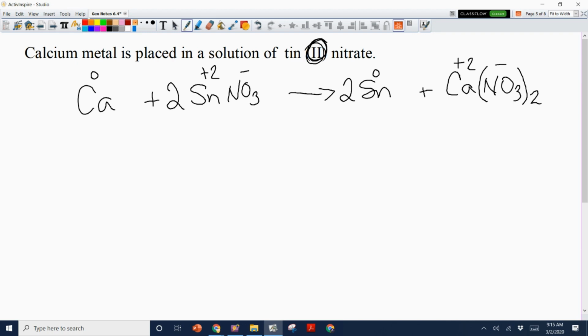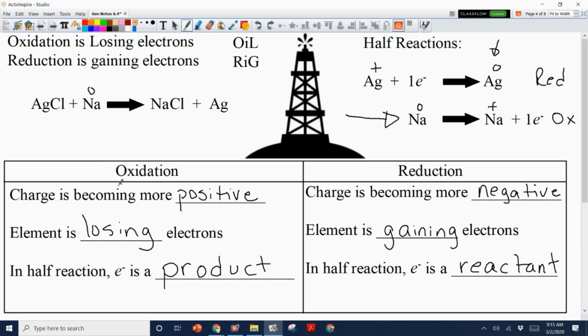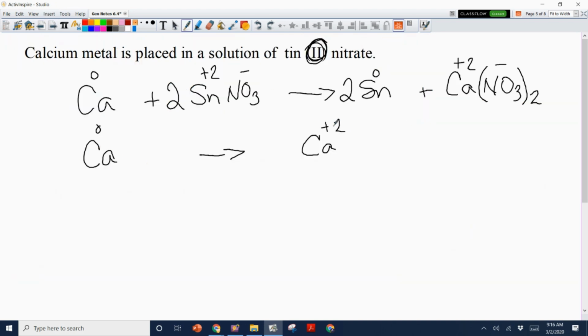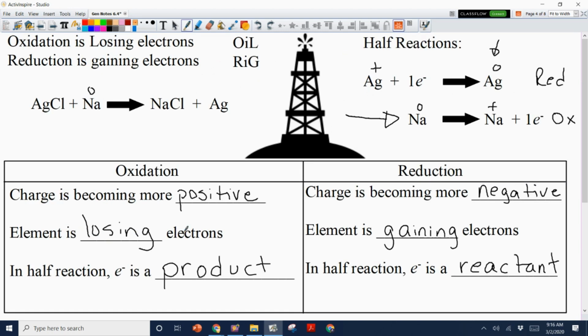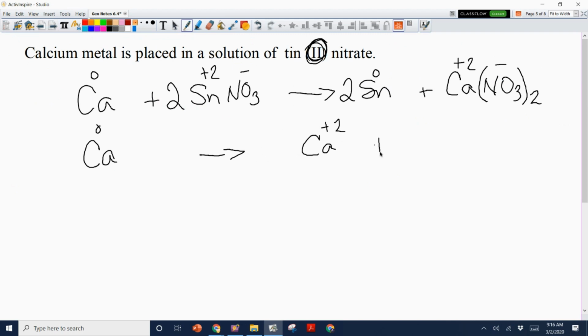Okay, so now we have to see what elements change their charges. Well, calcium, let's start here. Calcium went from a 0 to a +2. So how does calcium go from a 0 to a +2? Well, it had to lose 2 electrons to do that. Oxidation is losing electrons. So calcium is being oxidized. It's becoming more positive. We can see here that it's 0 and it's +2, so it's becoming more positive. So the element is losing electrons, so oxidation is losing. And so in the half reaction, the electron is going to be a product. So we're going to write here 2 electrons because it had to lose those 2 electrons in order for that to happen.